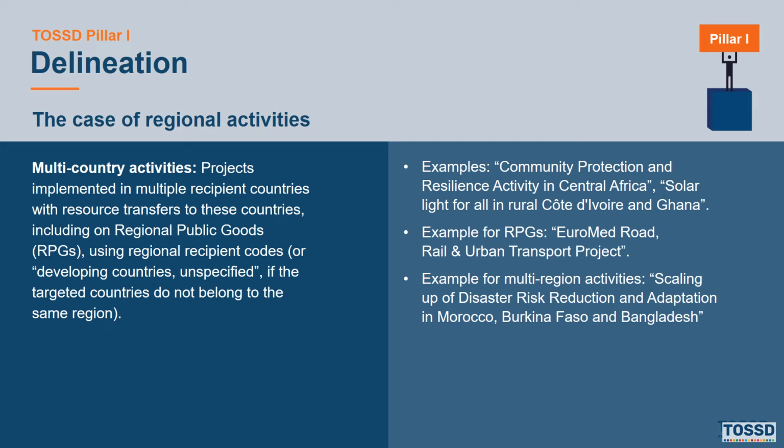An example for activities that could be considered as a regional public good but still reported in Pillar 1 because there would be a cross-border transfer of resources to multiple countries is the Euromed Road, Rail and Urban Transport Project. This infrastructure project could be considered a regional public good, but since it's a cross-border flow of resources, it would be reported in Pillar 1. A final example for multi-region activities is the scaling up of disaster risk reduction and adaptation in Morocco, Burkina Faso, and Bangladesh.